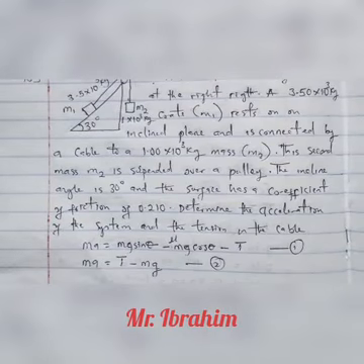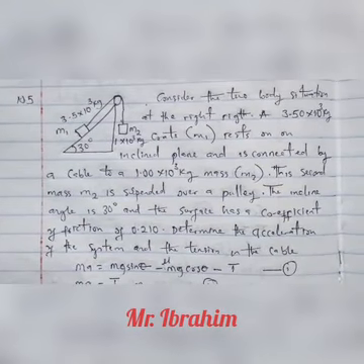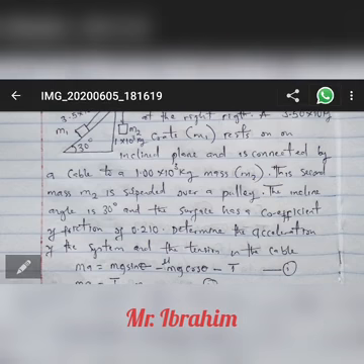So the angle of inclination of the plane is 30 degrees. And the surface has a coefficient of friction of 0.21. So the coefficient of friction between the surface of the plane and the mass M1 is 0.21. Determine the acceleration of the system and the tension in the cable.